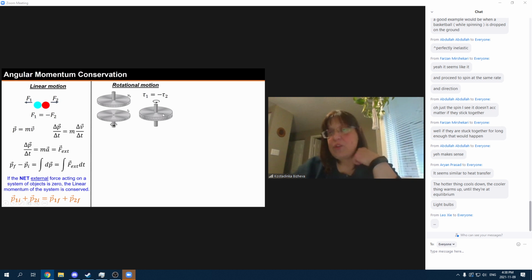Now, in the rotational world during the collision, the requirement is that the two torques have to be equal in magnitude and opposite in direction during the collision. This acknowledges the fact that those forces can be acting at a distance r away from the axis of rotation. Yes? Does this make sense to everyone?